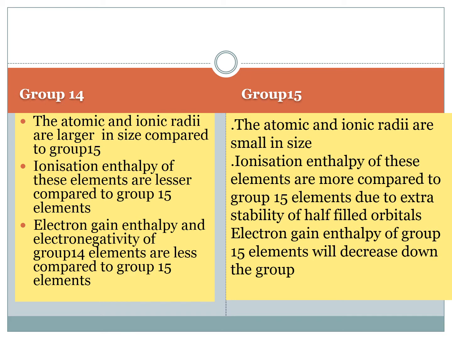However, the first element, nitrogen, will show a lower value than expected for electron gain enthalpy, and that is because the incoming electron will be facing repulsions from the lone pairs present on the nitrogen atom.